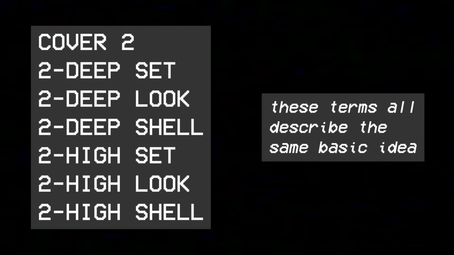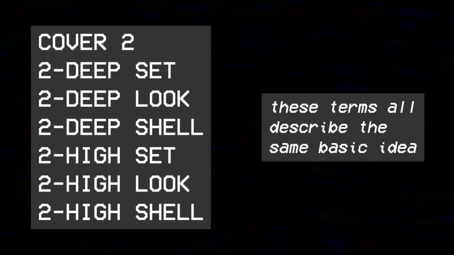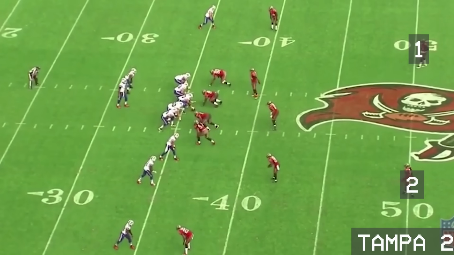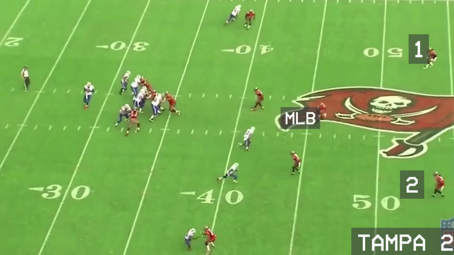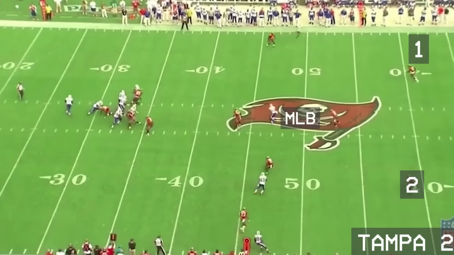There are other terms to describe this concept. Instead of saying, for example, cover 2, you might hear an analyst say that a team is in a two deep shell or a two high set or something like that. And these all basically mean the same thing. A team might also run what's called a Tampa 2, which involves a two high shell that the middle linebacker will join in a passing situation.